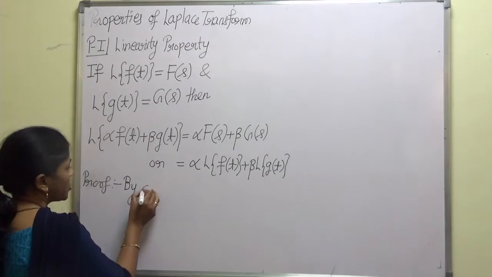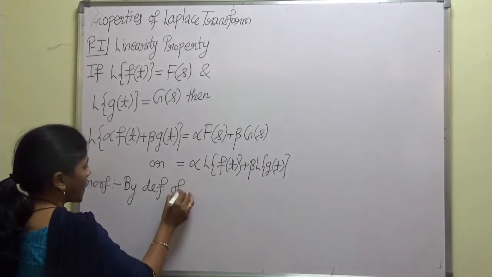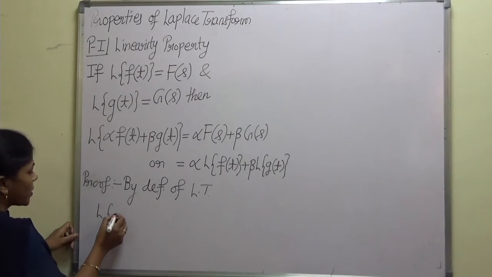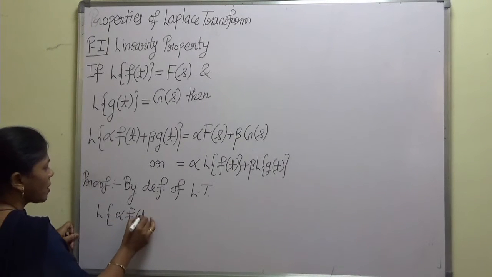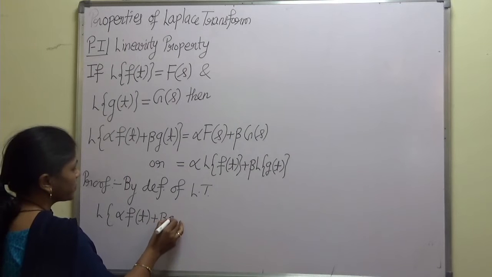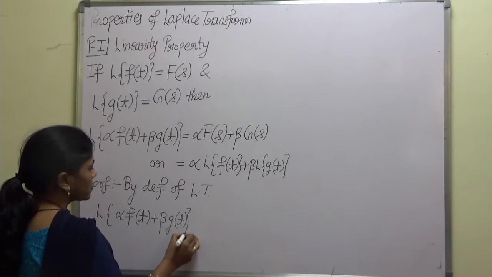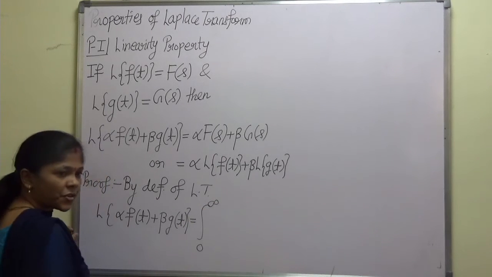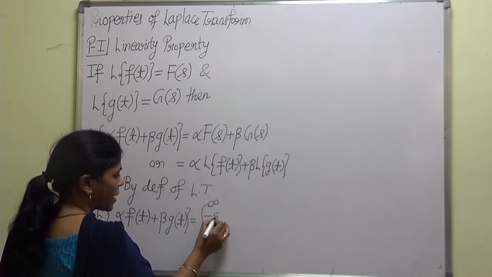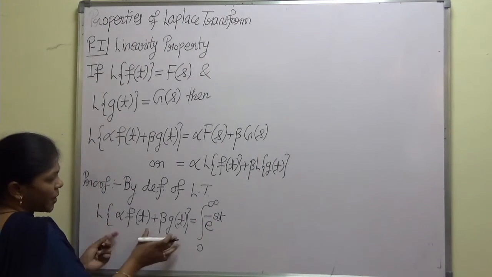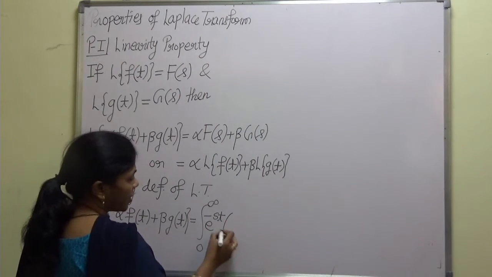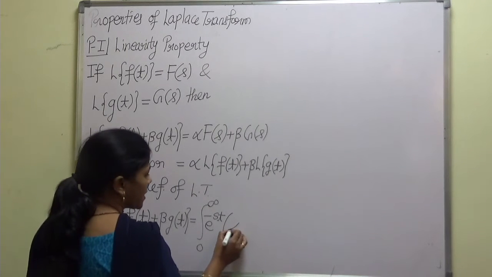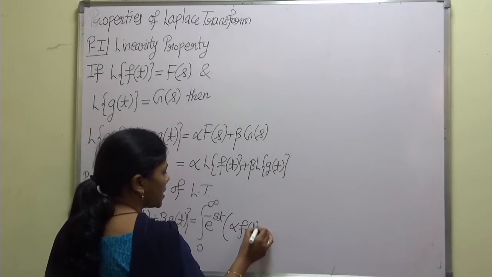So by definition of Laplace transform, what will be Laplace transform of, consider this left hand side, alpha f of t plus beta g of t, is equal to what it will be according to definition. Integral 0 to infinity is fixed in a definition. E raised to power minus st is also fixed. Now we want Laplace of this term, so we will write this entire term in place of f of t, right? So here f of t is nothing but this complete term. So it is alpha f of t plus beta g of t.